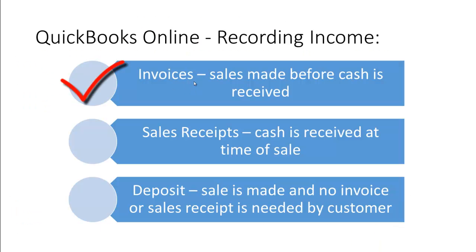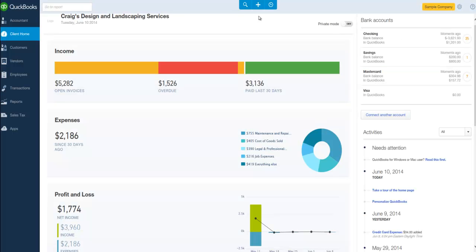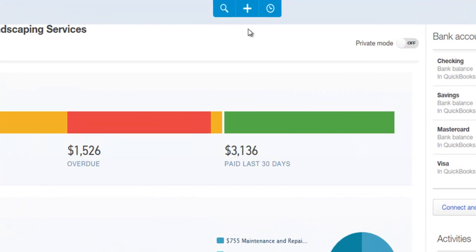So we've entered invoices, we've entered sales receipts, and now we're going to look at how to enter a deposit. And remember, we simply enter a deposit directly into the bank account when a sale is made and no invoice or sales receipt is needed by the customer, or in instances of loan proceeds being deposited or perhaps insurance proceeds being deposited.